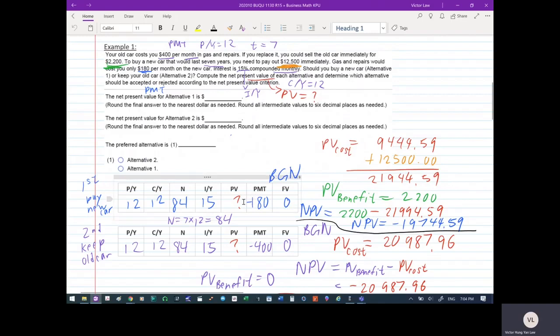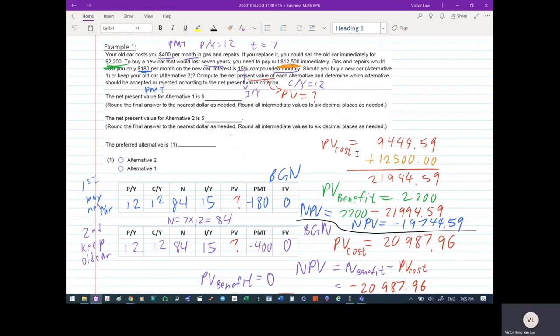So we compute for the present value. Again, we're using BGN because that payment of 180 is a cost, and cost is assumed to be at the beginning of each period. If you calculate the present value of the cost, that will give you 9,444. That is the present value of the cost for the gas and repair. We also have the cost of buying the car, which is $12,500. We need to add that in. That's already in present value. If we add these two numbers up, we get 21,944. That is the present value of the cost.